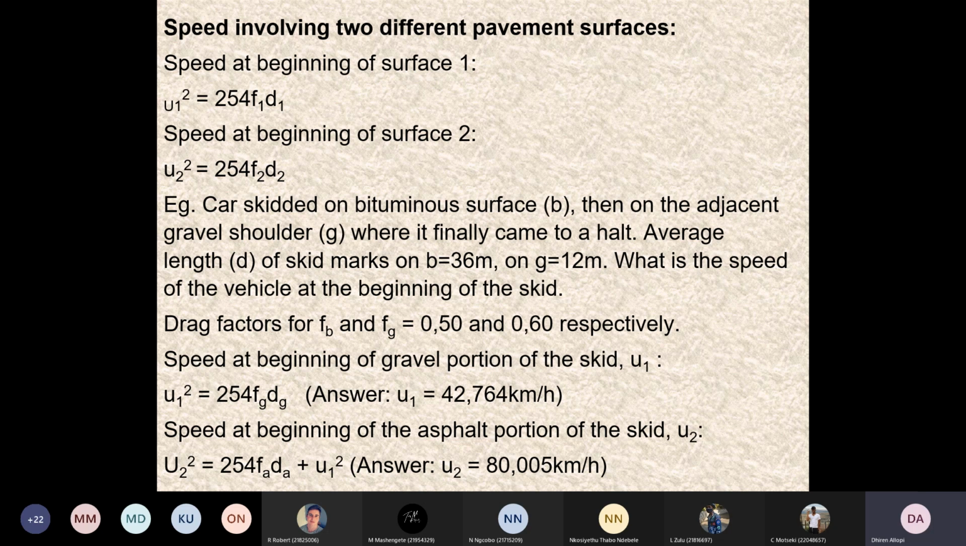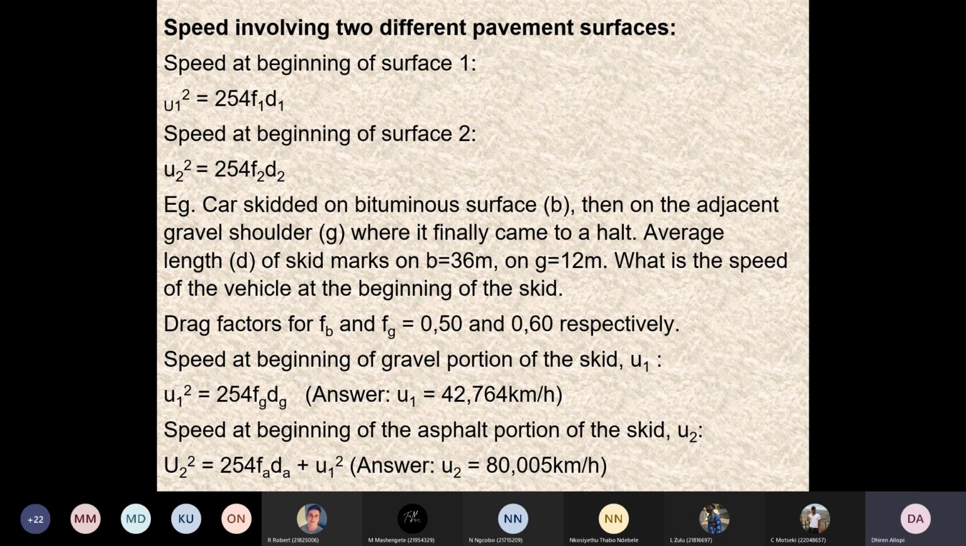Once again, I will give you 2 minutes to slot in the values, put in the values, work out the square root, and you should get the speed at the beginning of the gravel section to be 42.764, and the speed at the beginning of the asphalt section to be 80.005.